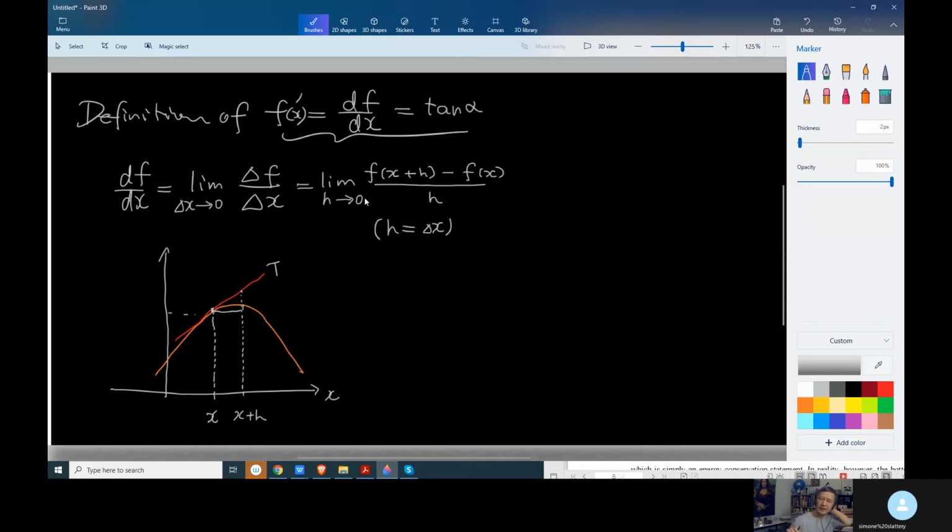Does that make sense? It's just like a musical note. When you dim, you reduce the volume gradually. This notation just tells you to reduce the interval gradually down to 0. That's it. So that's the definition.